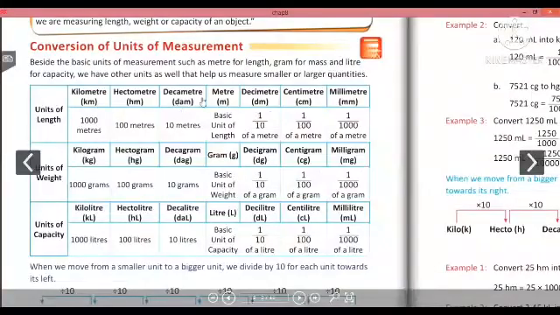Now, the next topic which we have is the conversion of the units of measurement. So you can see here that the units of length: kilometer, hectometer, decameter, meter, decimeter, centimeter, millimeter. So you have to learn them by heart.